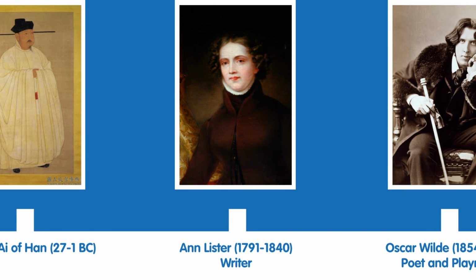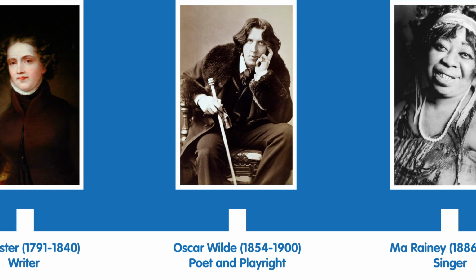We also have Anne Lister, a landowner in the 1800s who is now famous for her diary entries written in a secret code that documented her romantic relationships with women. Oscar Wilde lived from 1854 to 1900 and was an Irish poet and playwright who wrote the chilling novel The Picture of Dorian Gray.